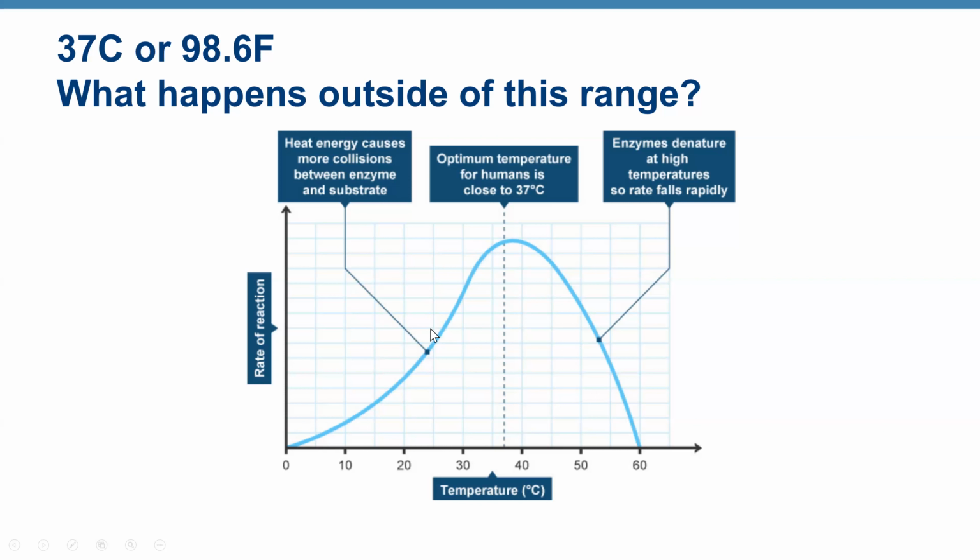to 0 as well. Now, when temperature goes up, you can see that the rate of reaction also decreases and reaches 0 because enzymes are denatured at high temperature. So the rate falls rapidly. And denature means they are destroyed. They lose their shape.